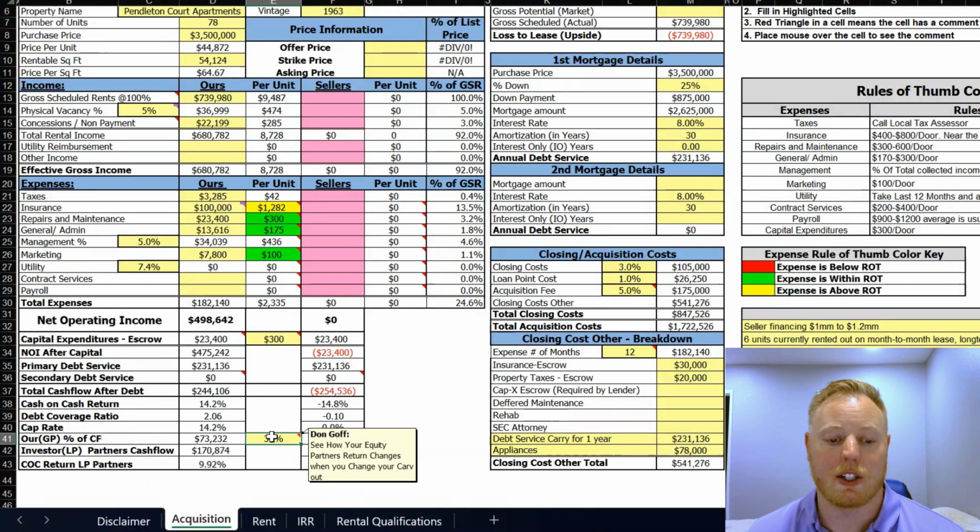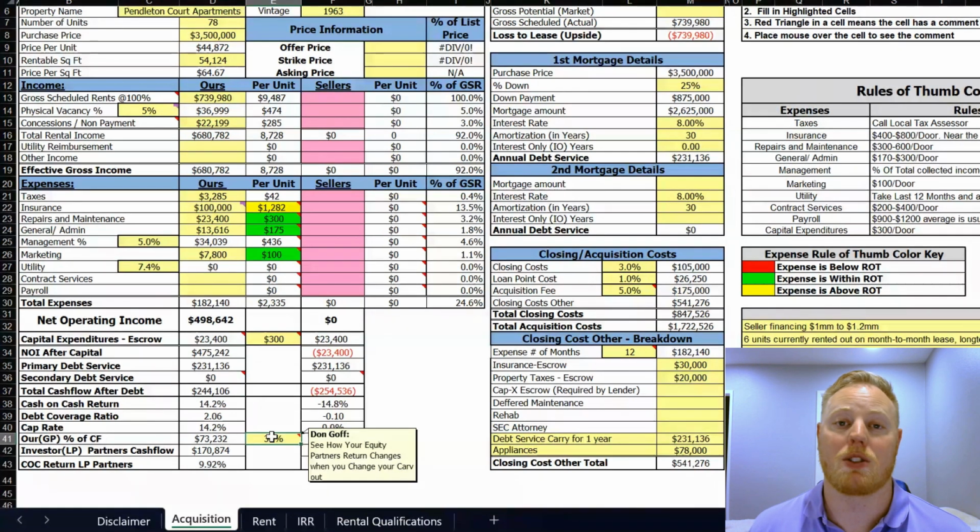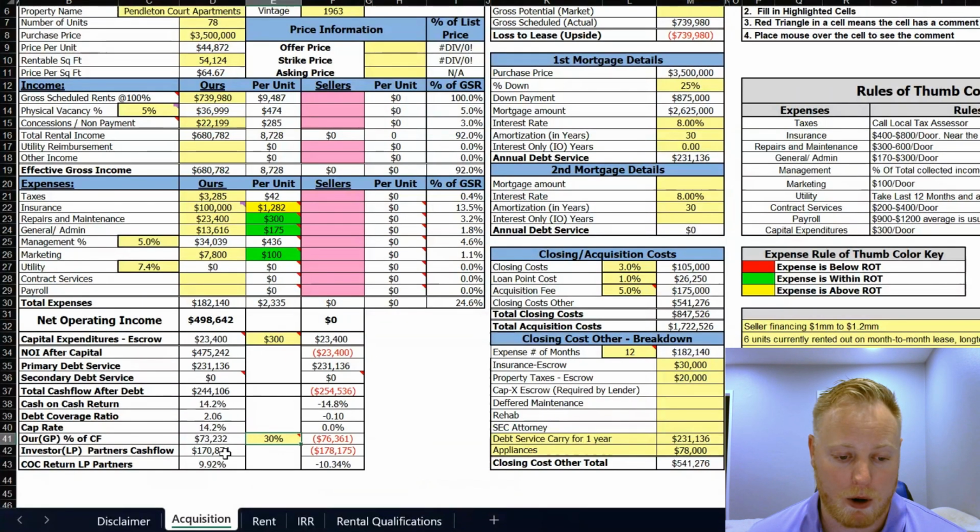Taking a 70-30 split, which means 70% of the cash flow and equity on sale or refinance is going to limited partners and 30% is going to me as a GP. That's pretty standard. Generally speaking, LPs make 50 to 75% of the deal, and I'm giving away 70%, so it's right within that ballpark. It makes our GP cash flow $73,000 a year. And then our LP cash flow is $170,000 a year.